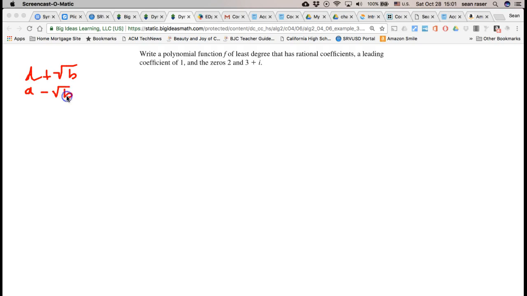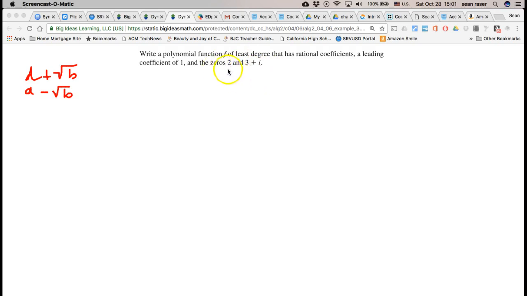Okay, so that was our conjugate theorem that told us if a rational conjugate was one of the solutions, then its conjugate had to also be a solution. Well, we also have the imaginary conjugate theorem, which tells us if we have an imaginary solution, then its conjugate must also be a solution. So in this case, we want to write a polynomial function that has rational coefficients, a leading coefficient of 1, and zeros 2 and 3 plus i.